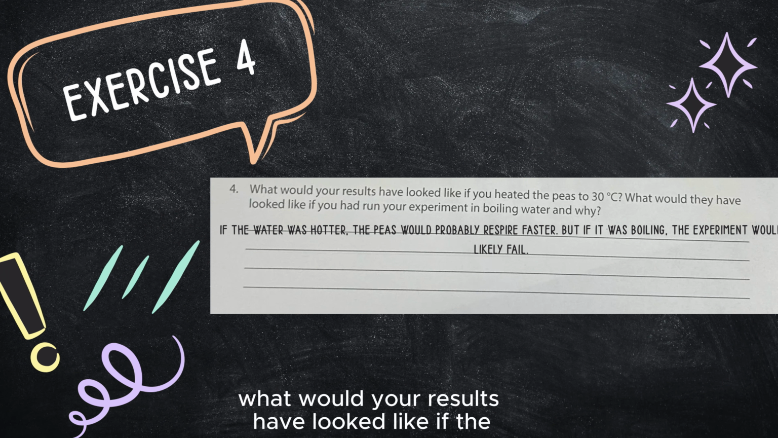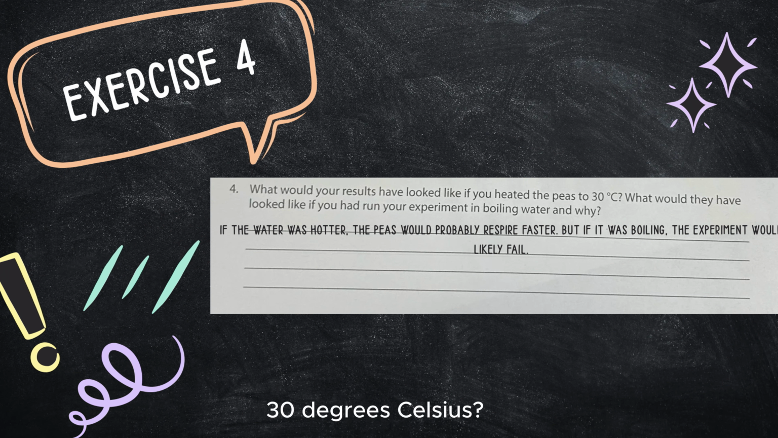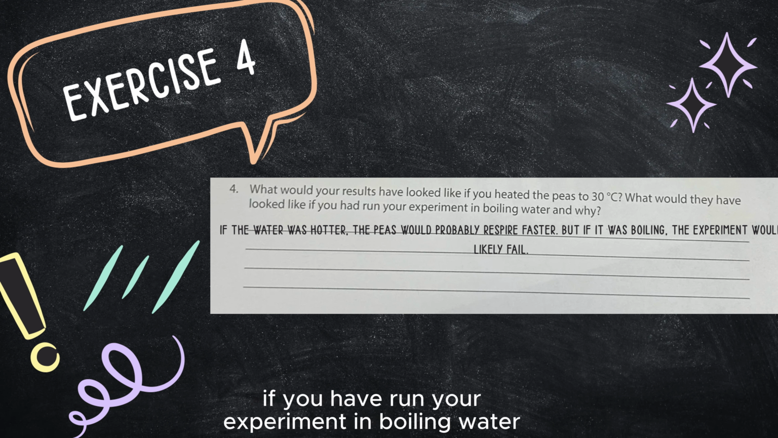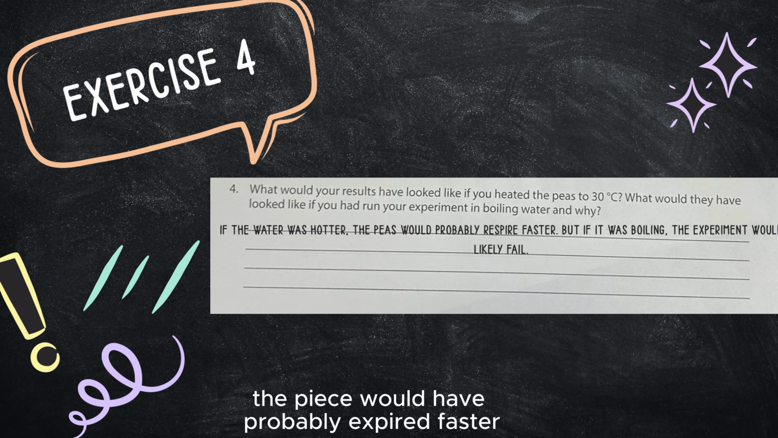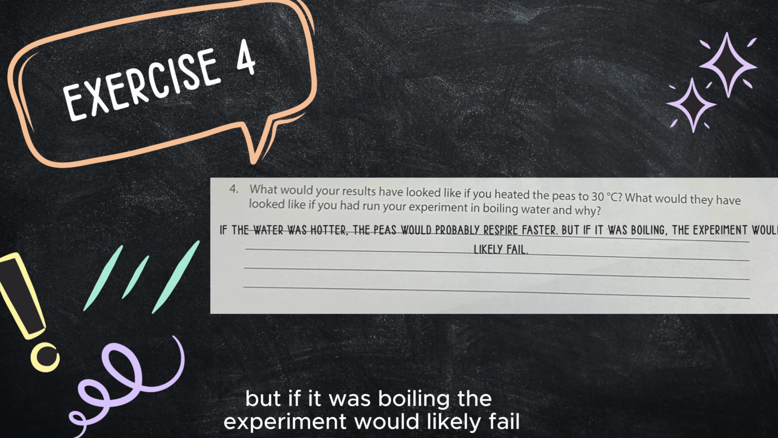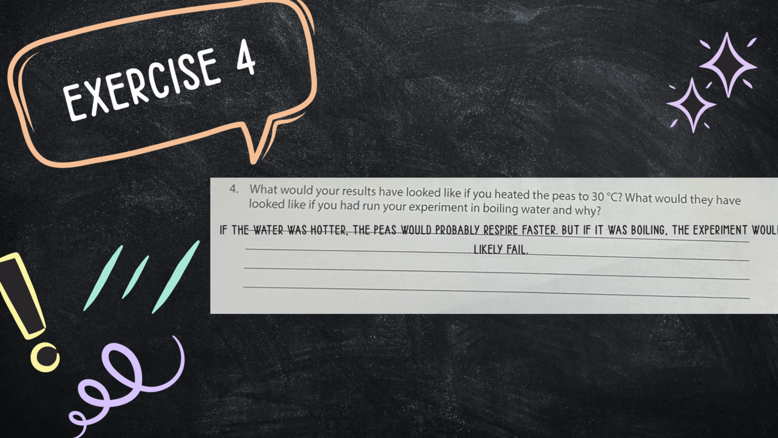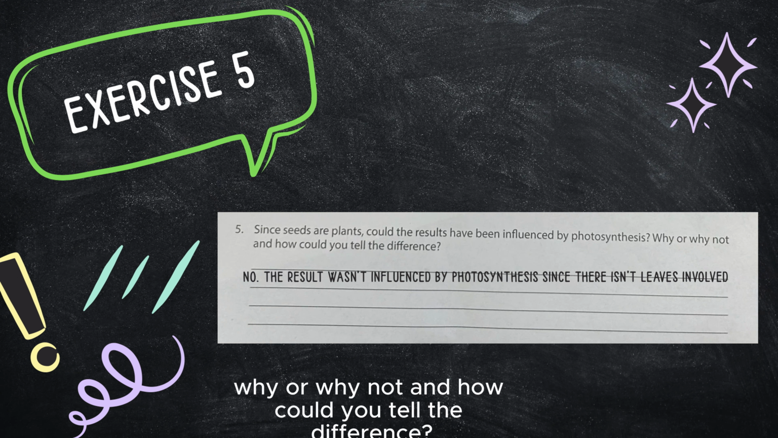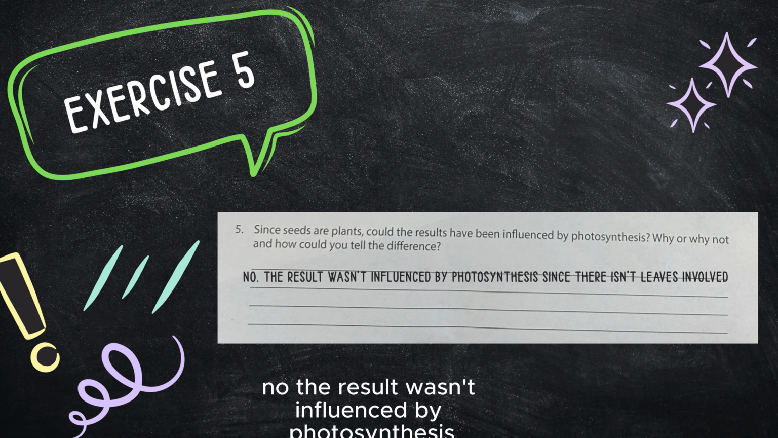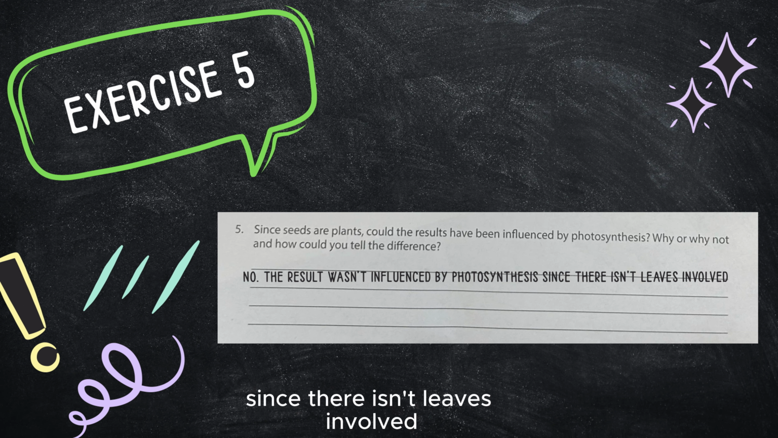What would your results have looked like if you heated the peas to 30 degrees Celsius? What would they have looked like if you had run your experiment in boiling water, and why? If the water was warm, the peas would have probably respired faster, but if it was boiling, the experiment would likely fail. Final question. Since seeds are plants, could the results have been influenced by photosynthesis? Why or why not, and how could you tell the difference? No, the results weren't influenced by photosynthesis since there aren't leaves involved.